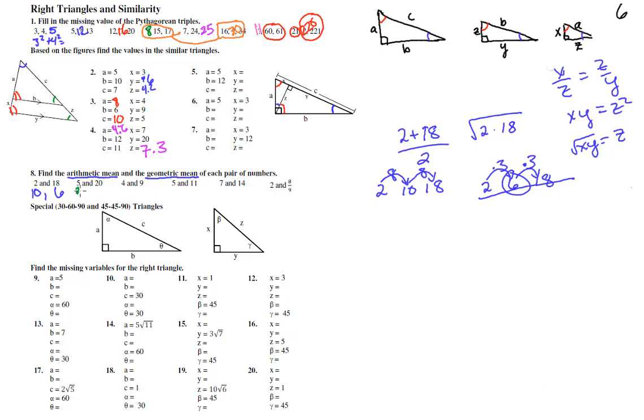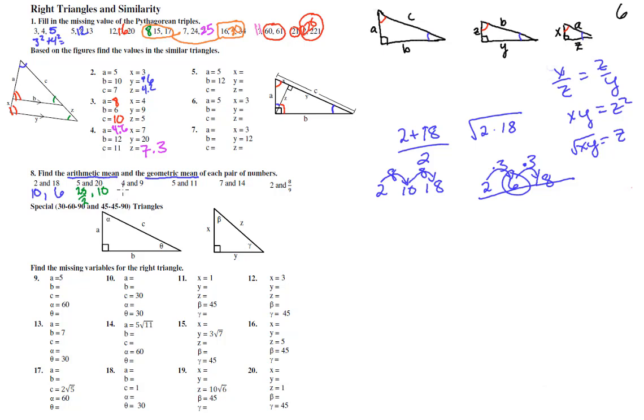5 plus 20 divided by 2, that's the arithmetic mean, and the geometric mean: 5 times 20 is 100, square root is 10. And yeah, that'll be right in the middle. 5 up to 10 is a factor of 2, and 10 up to 20 is a factor of 2.